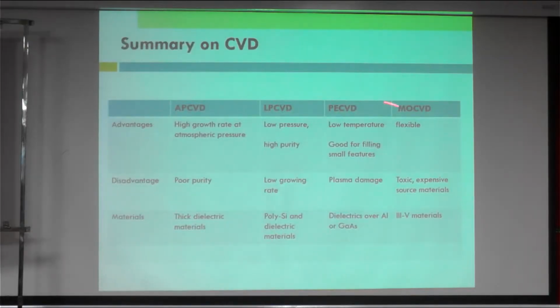So these are the comparison of these CVD processes. APCVD has the advantage of a high growth rate at atmospheric pressure, LPCVD has low pressure and high purity, PECVD has low temperature and is good for filling small features, and MOCVD is flexible with the materials. And we can see the rest of the advantages and disadvantages of these systems.